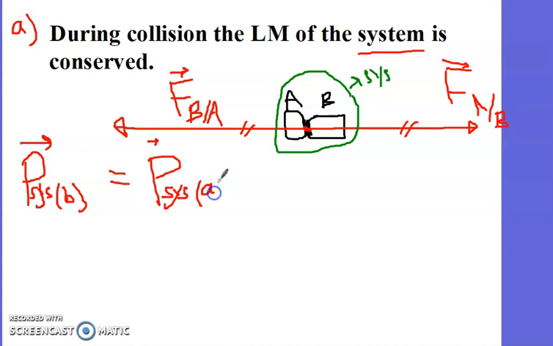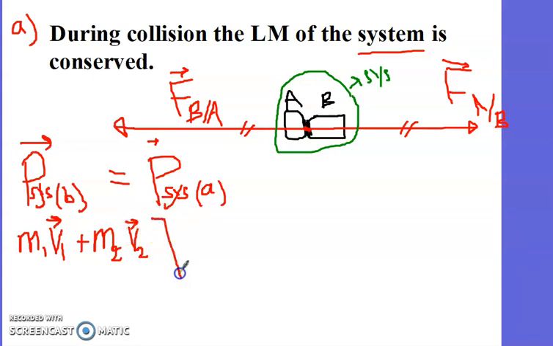after collision. Okay, but the system consists of two objects, A and B, right? So this means that M1 V1 for A plus M2 V2 for B. Usually students commit a lot of mistakes while applying this rule because they apply M1 V1 alone and M2 V2 alone, which is not true. That's why I put it here in a big bracket. This is the linear momentum of the system before collision.